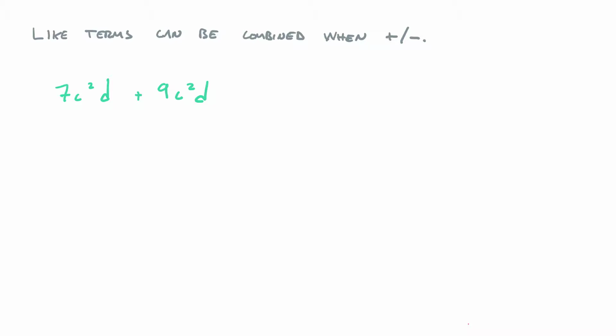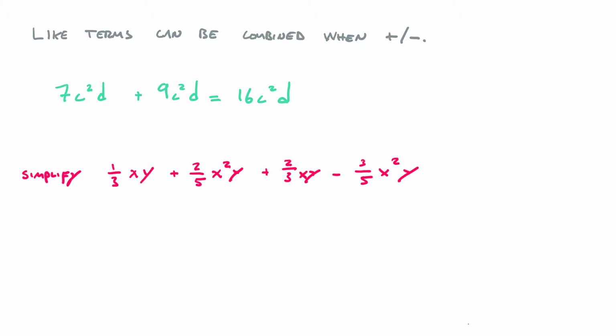And the way that I like to think about it is that c squared d is like an object, right? It's like you have a thing, right? So you have 7 of these c squared d's, and you've got 9 of these c squared d's. So how many of these c squared d's do you have? If you want, you can replace it with an object. It's like 7 oranges plus 9 oranges. Well, 7 plus 9, that's 16. So we have 16 oranges, but instead of oranges, they're actually c squared d's, right? And that's kind of how I think about how to combine like terms like this.